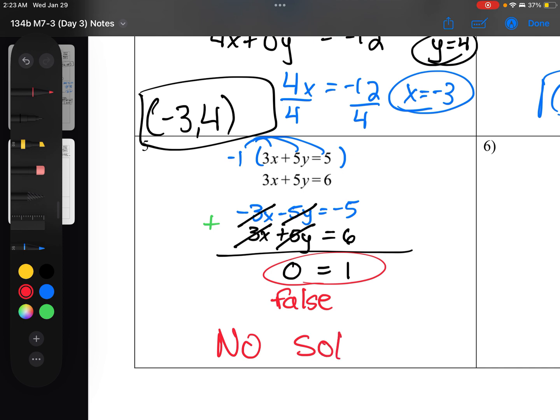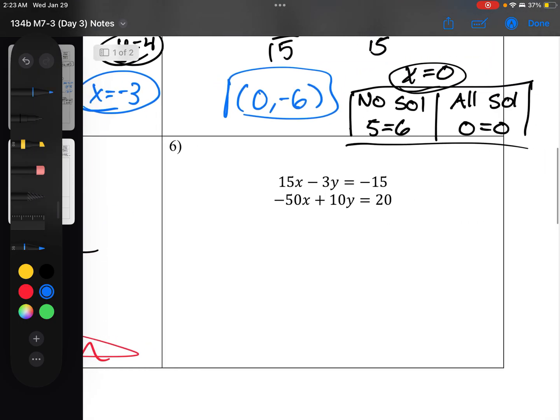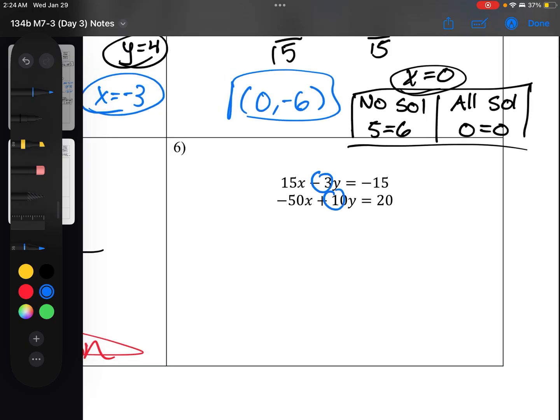I like these problems because they're a little less work than the other one. No solution. All right, last but not least, this one here. So I'm looking to see what numbers we can get to eliminate to get to be the same. This one is kind of tricky. So I could get a 3 and a 10. Think about it. If you multiply those together, you could get them to be 30.